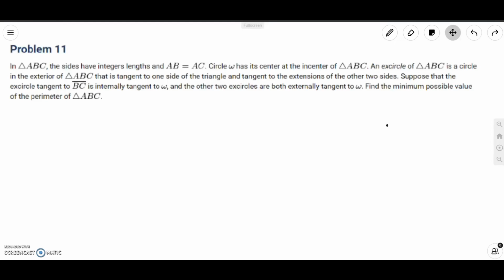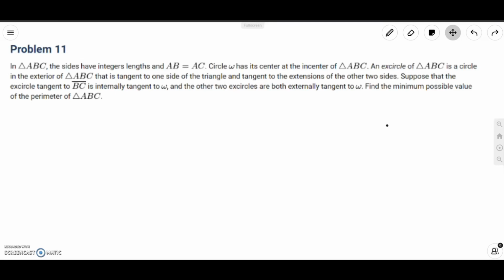Today we will be tackling the 2019 AIME I problem number 11. The problem reads: in triangle ABC, the sides have integer lengths and AB equals AC. Circle omega has its center at the incenter of triangle ABC. An X circle of triangle ABC is a circle in the exterior of ABC that is tangent to one side of the triangle and tangent to the extensions of the other two sides. Suppose that the X circle tangent to BC is internally tangent to omega, and the other two X circles are both externally tangent to omega. Find the minimum possible value of the perimeter of ABC.